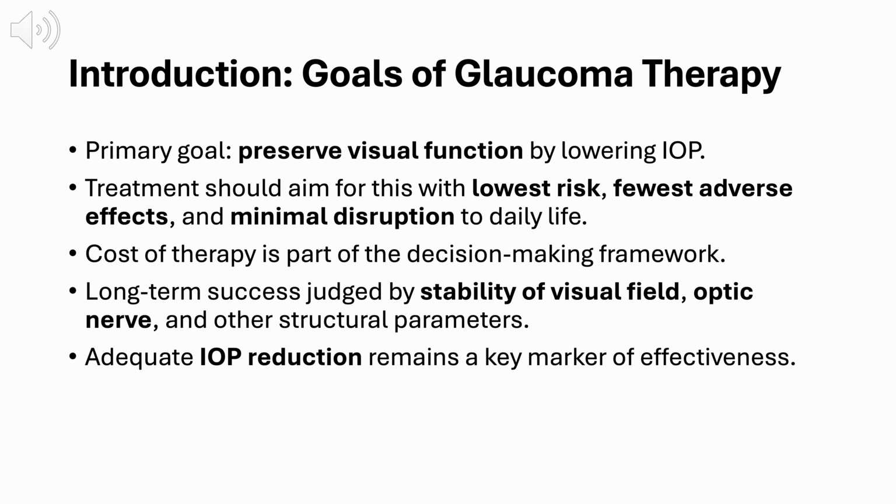Before diving deeper into the specific medications, it's important to step back and define the ultimate goal of glaucoma therapy. Our main objective is to preserve visual function, and we do that by lowering intraocular pressure. But successful treatment isn't just about numbers. It's about achieving pressure reduction with the least possible risk, the fewest adverse effects, and minimal interference in a patient's daily life. Cost is another crucial factor in this equation, especially for chronic therapy that may span decades.